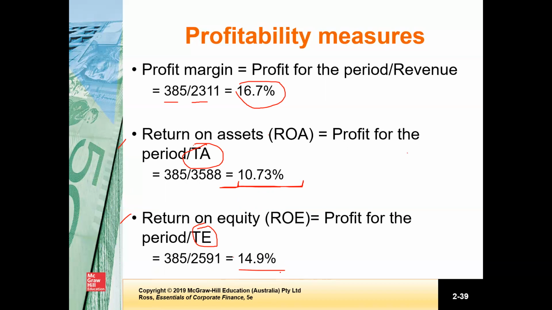Now you need to understand why return on asset is 10.73% and return on equity is higher than that. So you can see that return on asset is 10.73%. So that's the return available for debt holders, but perhaps the cost of debt is lower. That's why this excess return goes to the equity holder. As a result, return on equity is higher than return on assets.